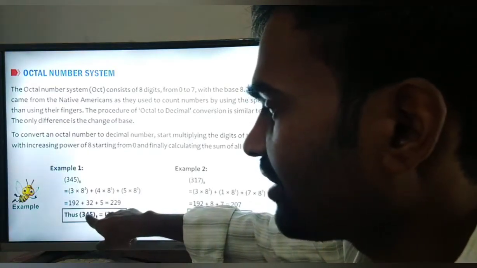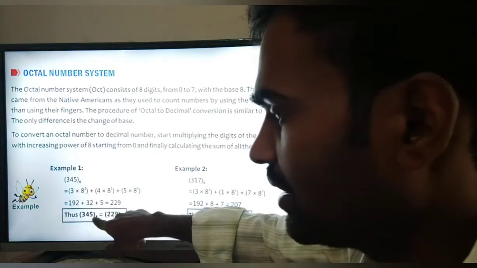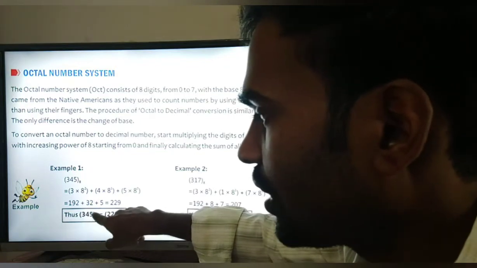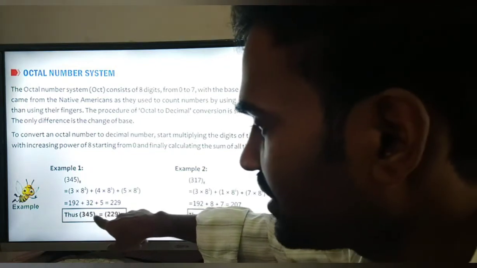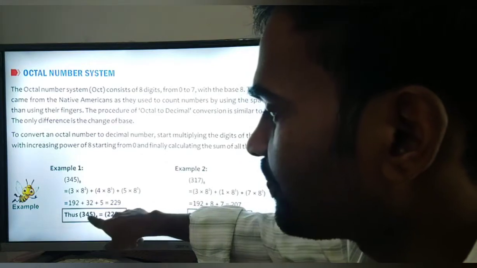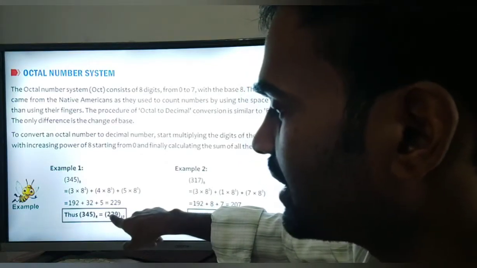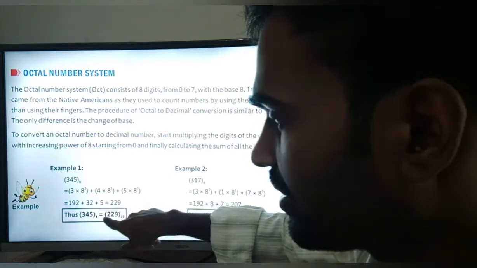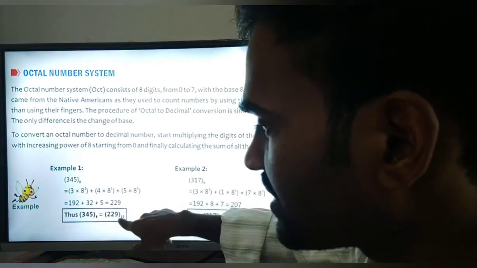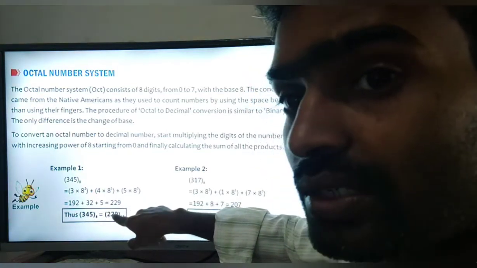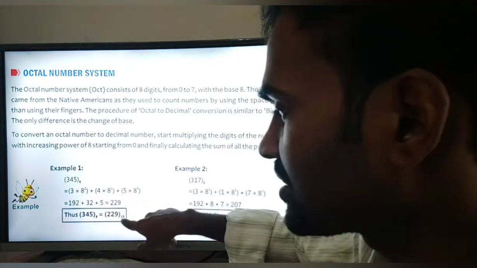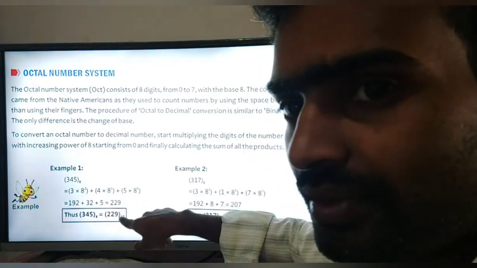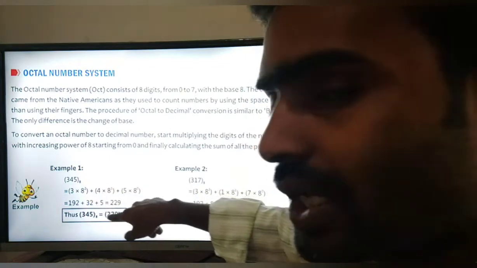So now we have converted from the octal number system to the decimal number system. 345 is base 8, so this is an octal number, and when we convert it to the decimal number system it becomes 229, base 10. Clear? So this is how we have to convert it.